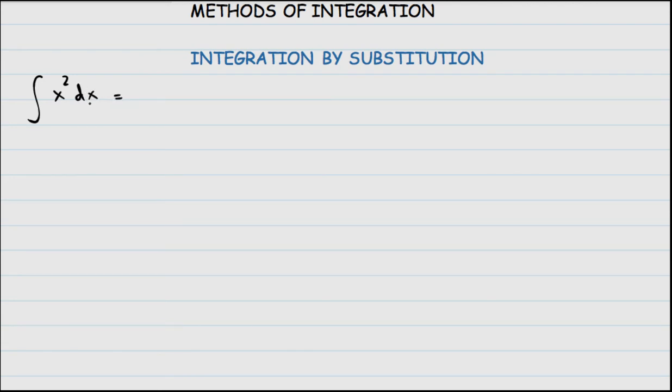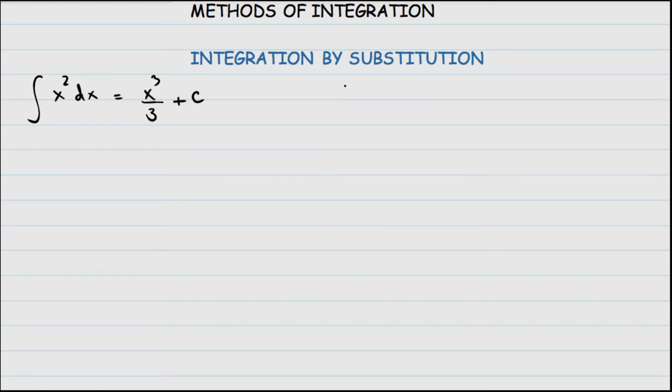What you did is just add 1 to the power, so you have x raised to 3, and then divide by the same power. Because this is an indefinite integral, you put plus constant c. Fine, good. But things are not always so easy. So in those situations we have to use integration by substitution.